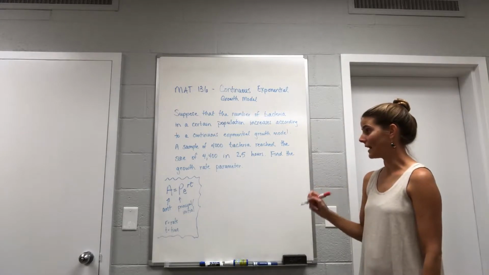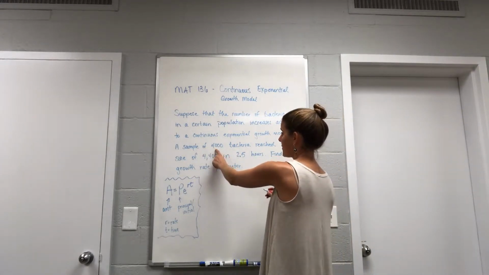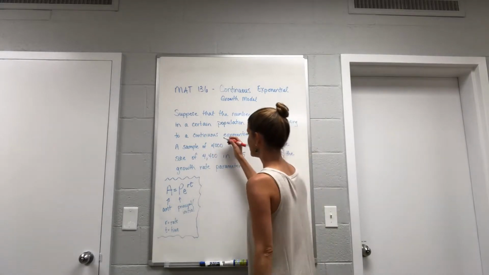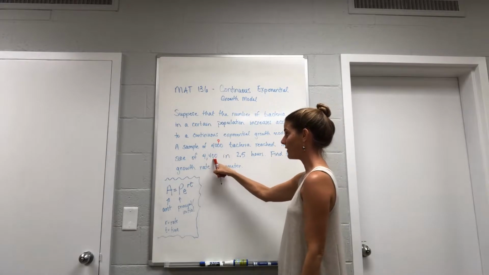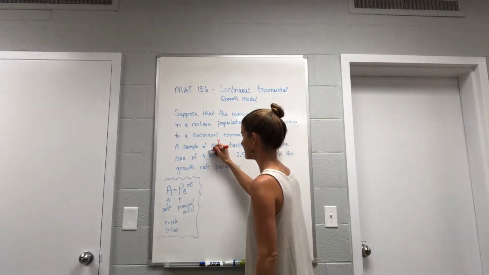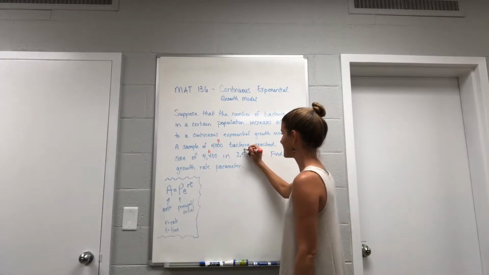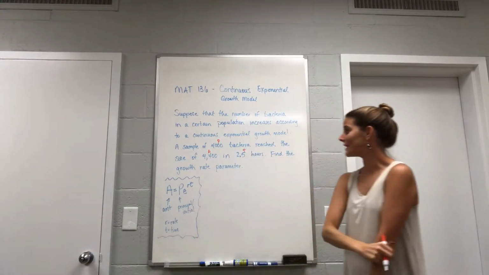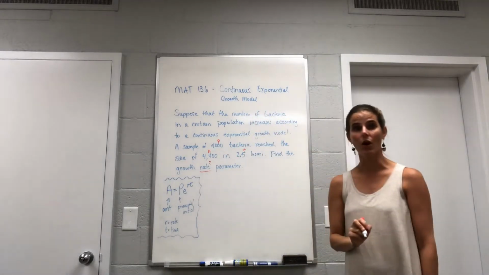All right, so what I want to figure out in this example is exactly what's going in for what. A sample of 4,000, this is what I started with, so this is going to be my P value. The final value is 4,400, so this is going to be your A. In 2.5 hours, that's time, t. The thing that I do not know is the rate, so that will be the unknown, r.